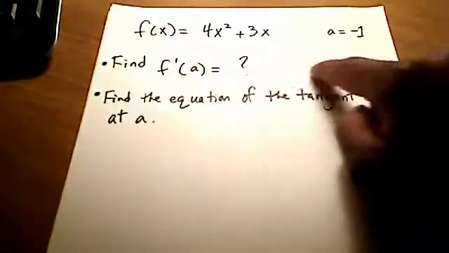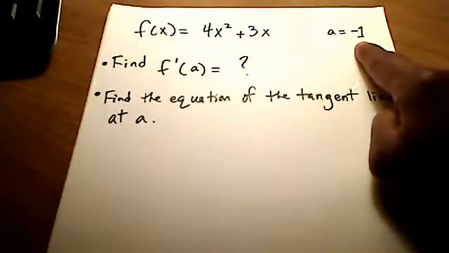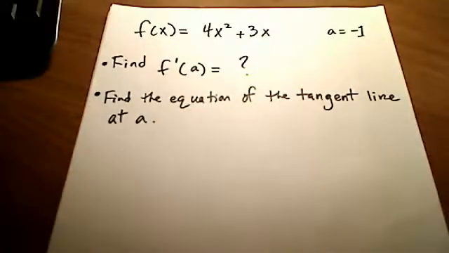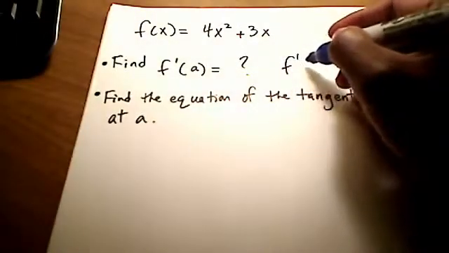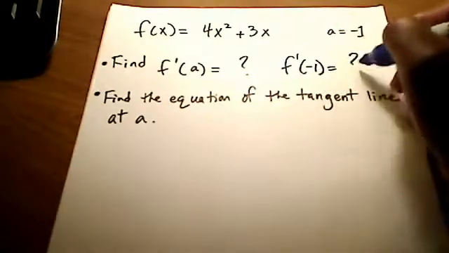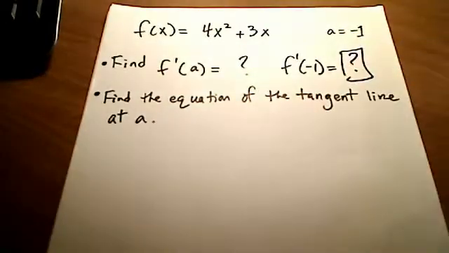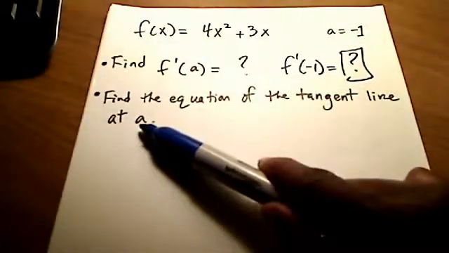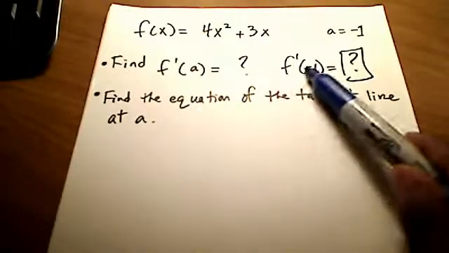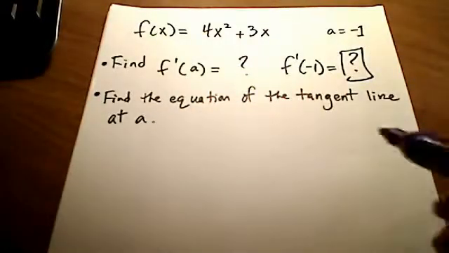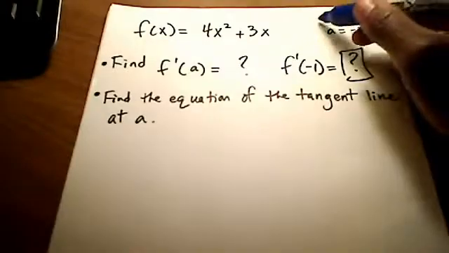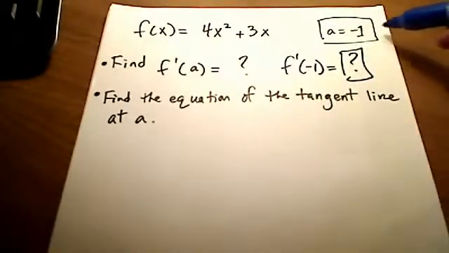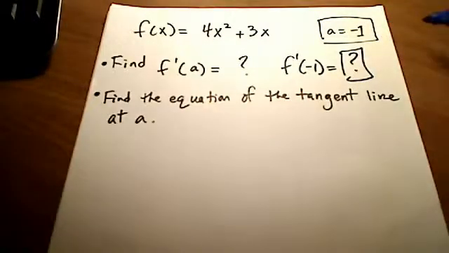Well, again, our a is -1, so we're really trying to find the first derivative at -1. And the second thing is we're going to try to find the equation of the tangent line at -1. What they didn't give us, and I wish they had, is a coordinate. Instead of just one value, a of -1, why don't they give us a coordinate? But we can figure that out pretty easily.